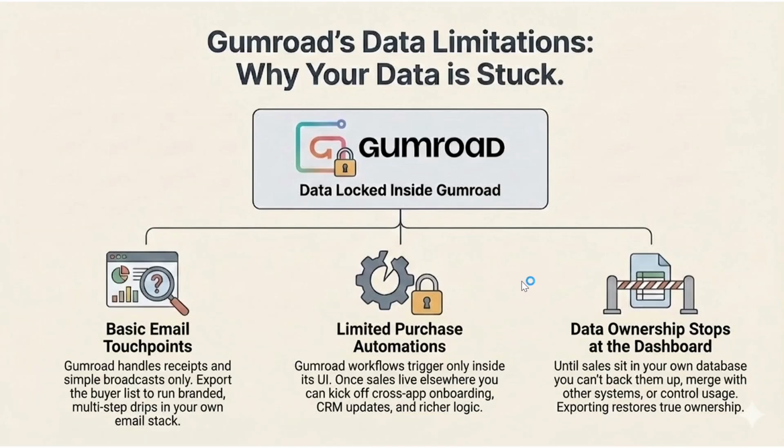First, email stays basic. Gumroad handles receipts and simple broadcast, but you can't run multi-step drip sequences or behavior-based campaigns. Once your customer list lives in your own stack, you unlock advanced email automation that matches your brand.